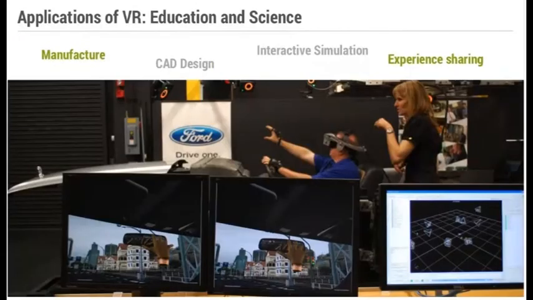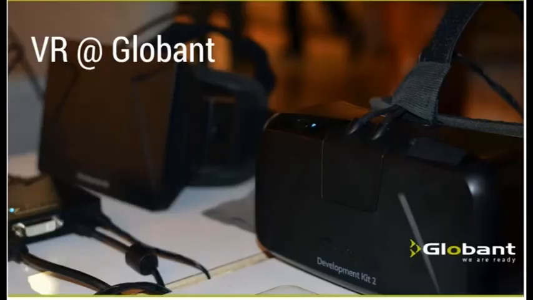And again, these are the most traditional ones because they have a lot of money to spend, but manufacturing around engineering, CAD design, interactive simulation, and again, sharing the experience of going and driving a car or adjusting things. You can see in the picture here, it's a simulation of a car, the interior of the car, and you can basically adjust things. You have these hands, and you can interact with the devices. So this once again was one of the earlier adopters of the technology.